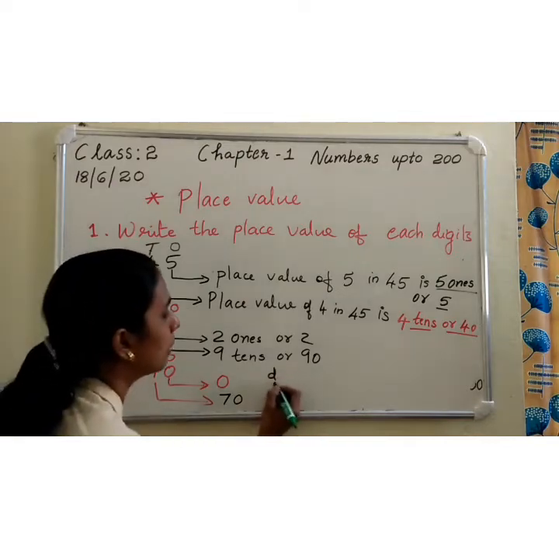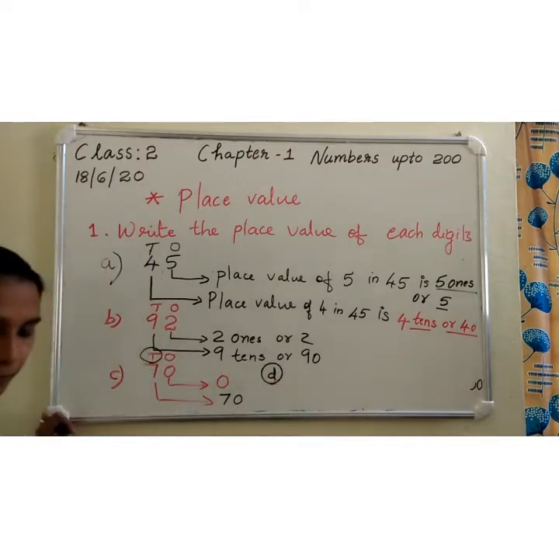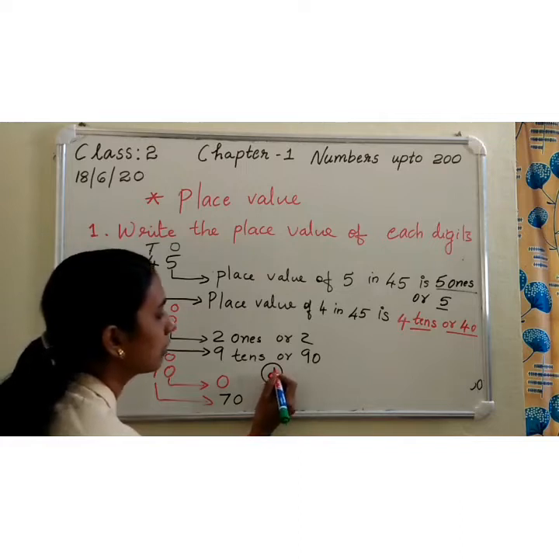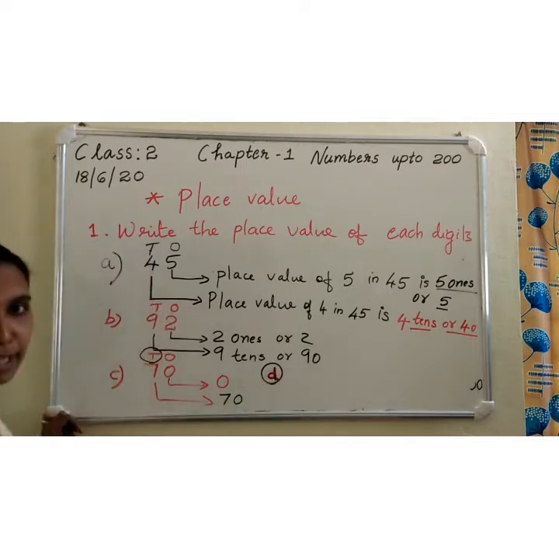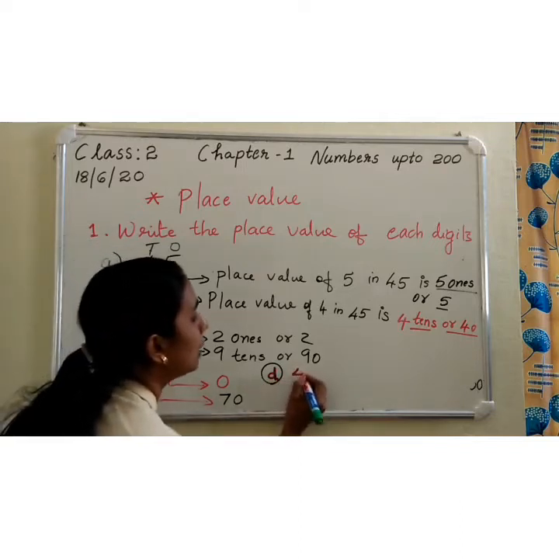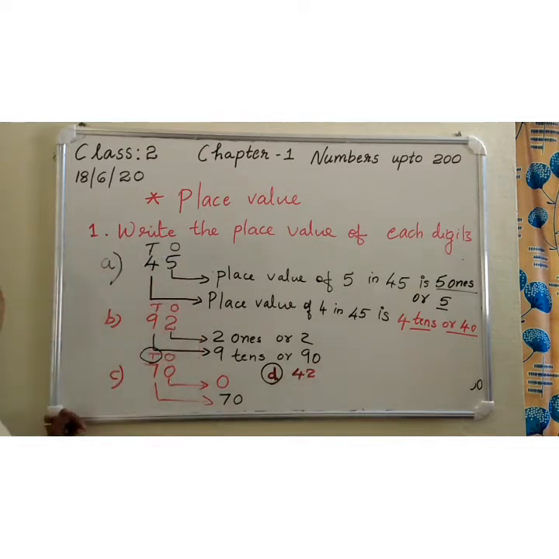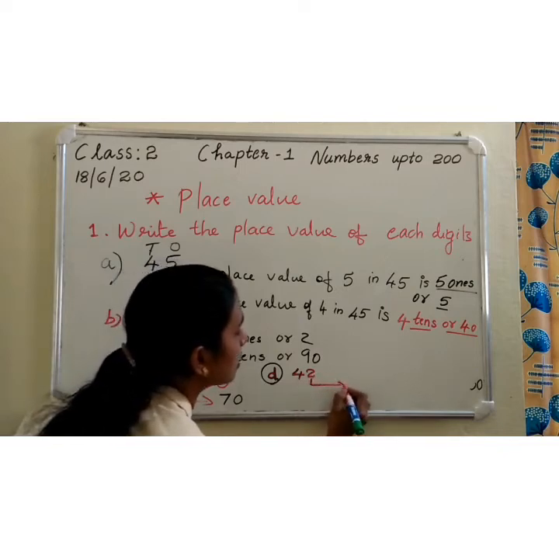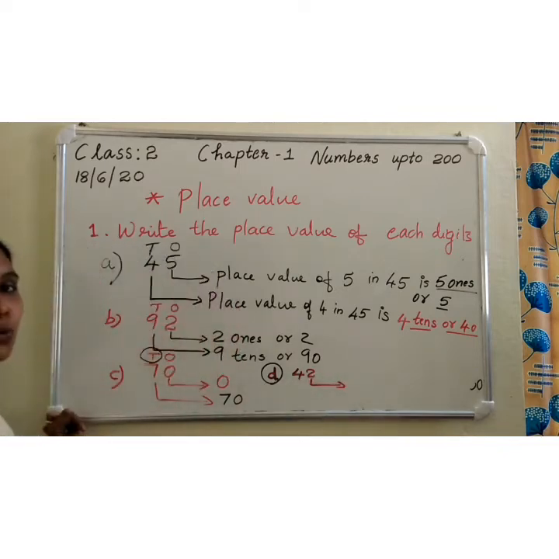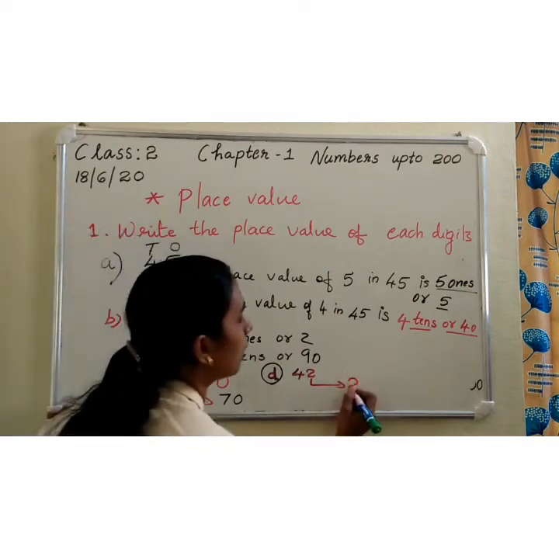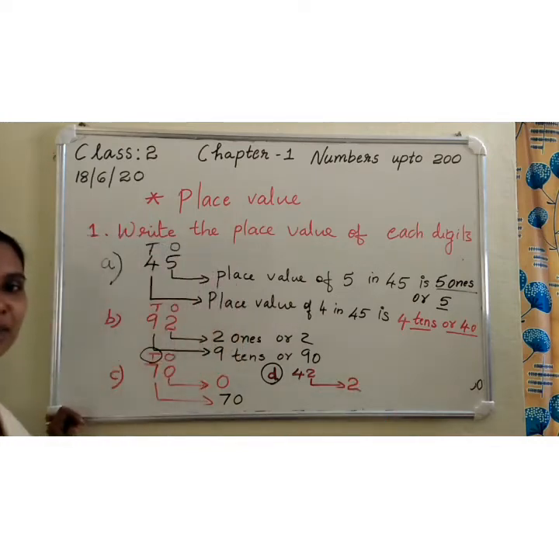Next, question number D. What is the place value of each digit in 42? 2, in which place? 1's place. So you can write the place value 2 itself. The number in 1's place, you write that digit itself. It is the place value of the digit in 1's place.